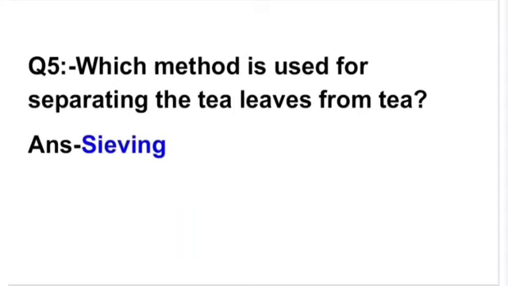Question number 5. Which method is used for separating the tea leaves from tea? So the answer is sieving, because sieving allows the tea to pass through the holes and the tea leaves remain on the sieve. So sieving is used for separating the tea leaves from tea.